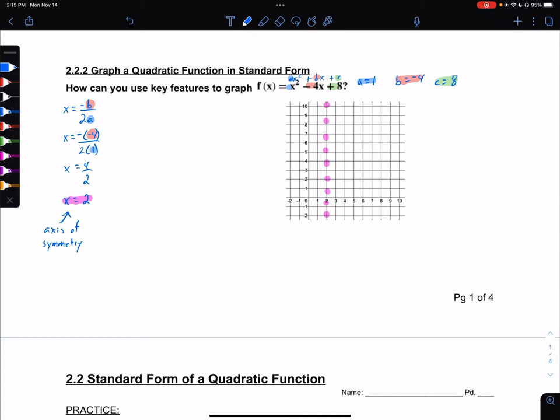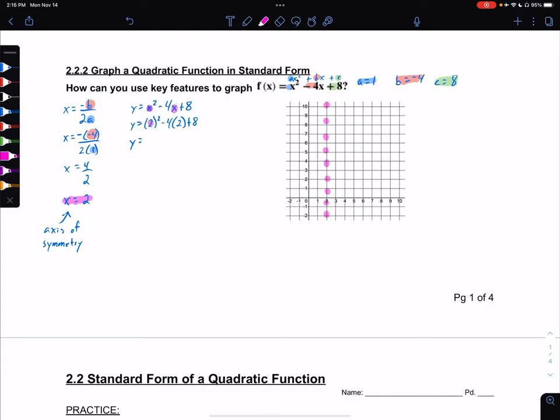Step 1 was to define a, b, and c. Step 2 was to solve for x, and now we're going to solve for y. So y is equal to x squared minus 4x plus 8. We can take our function, the f of x, and just change that to a y. We now know that x is equal to 2, so we'll substitute our x value in, and then we can solve for y.